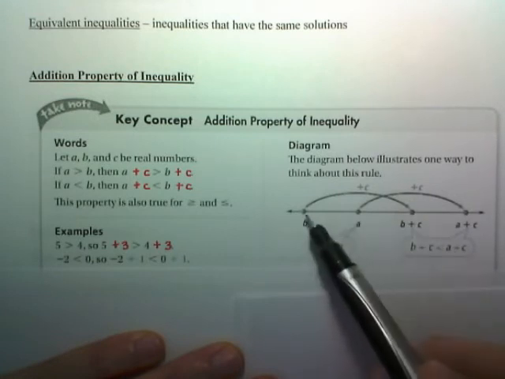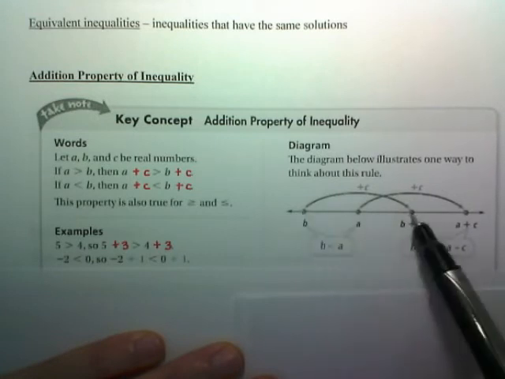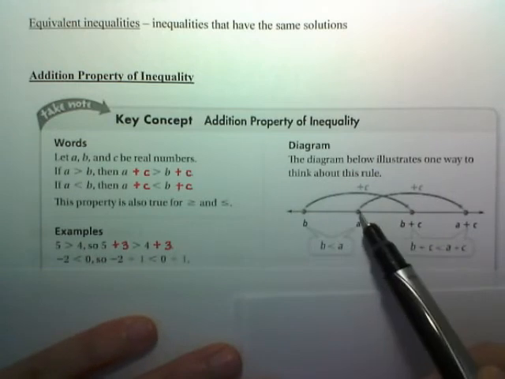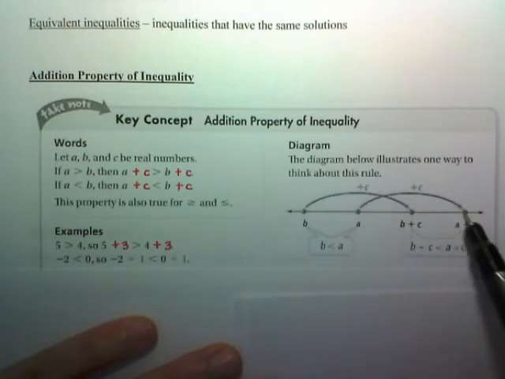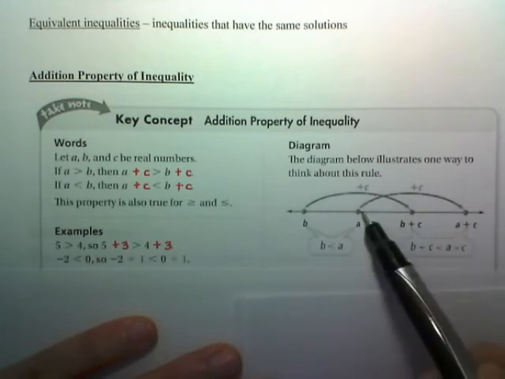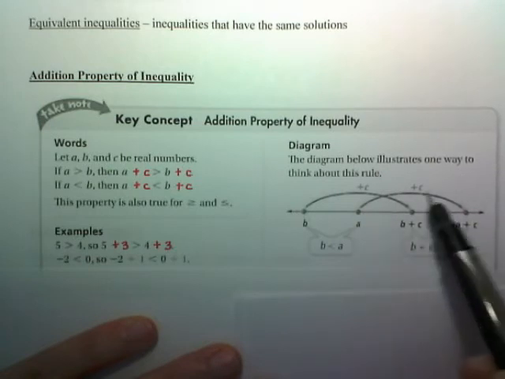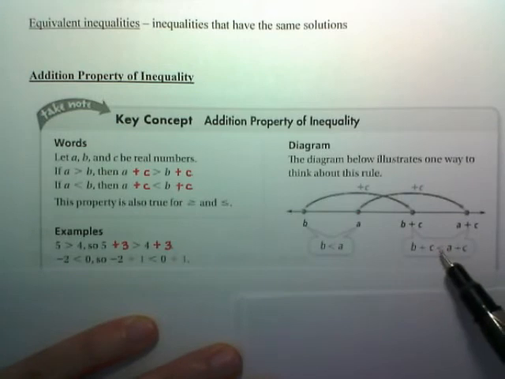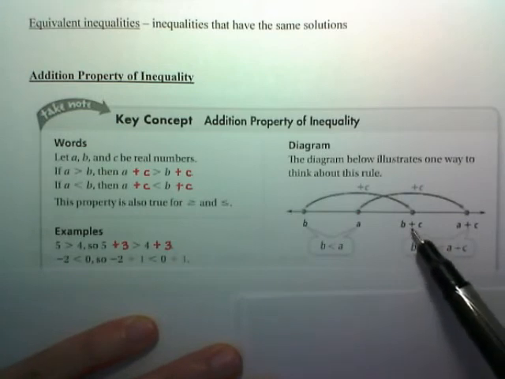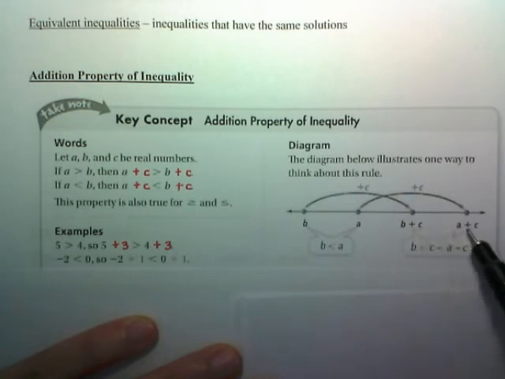But if I add that same distance, notice the distance I have from B to B plus C. If I add that same distance to A, I'm going to get A plus C. So it's the same distance from A to A plus C. When I add that to A and to B, I still have a less than symbol. My B plus C is still less than my A plus C.